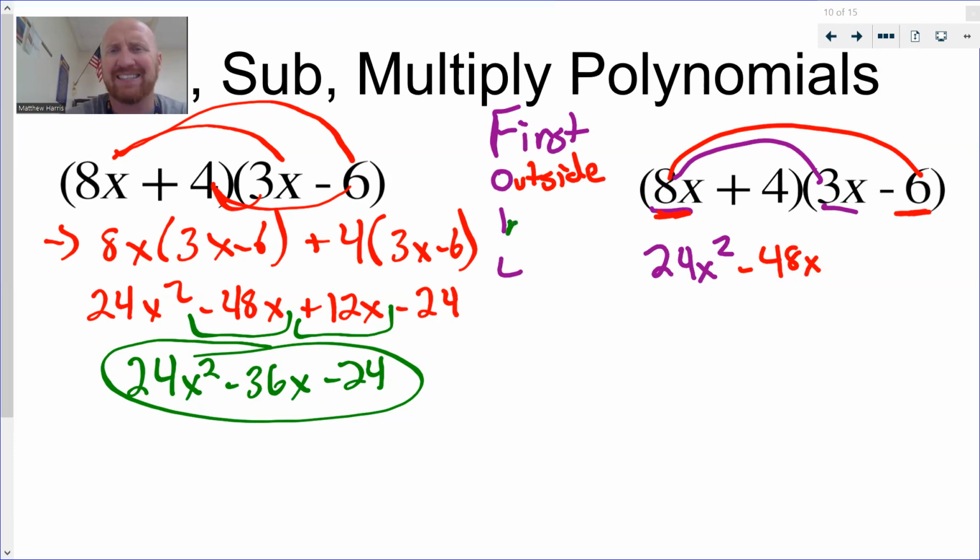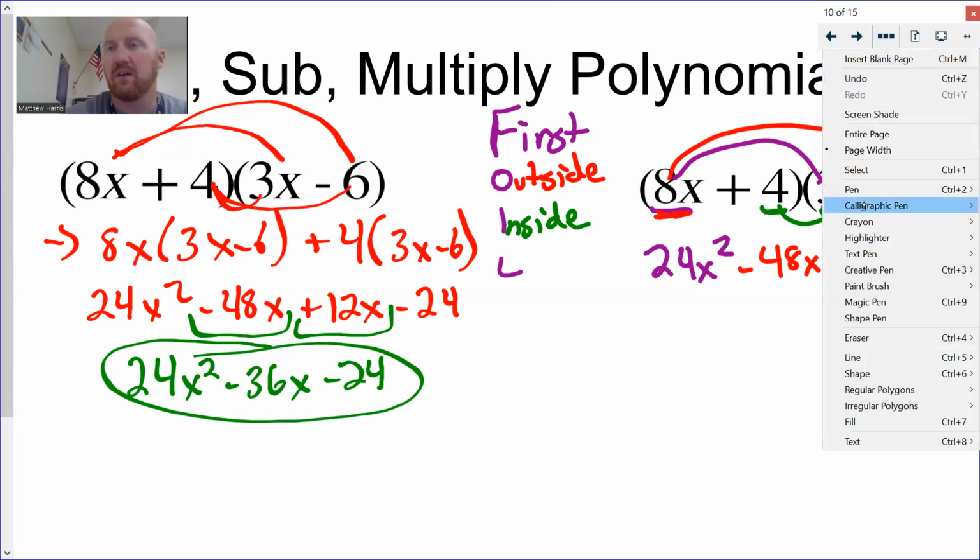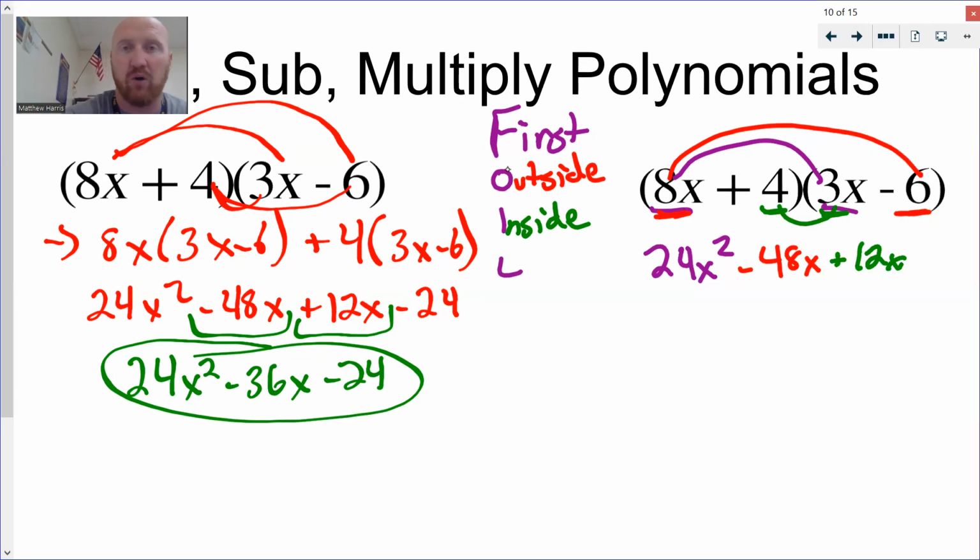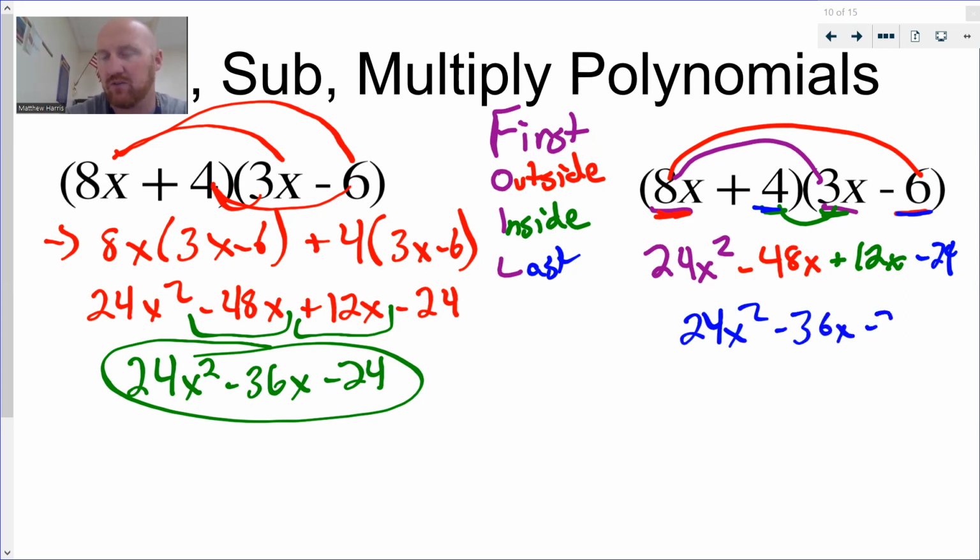Next, we're going to go to I. I is inside. So we're going to take the two inside terms, and we're going to multiply these two together. 4 times 3x. They're both positive, so it's positive 12x. And then the last one on FOIL, F-O-I-L, first, outside, inside, last, meaning we're going to take the last two terms in both binomials and multiply them together. 4 times 6 is 24, positive and negative makes it a -24. And now we just combine like terms. 24x squared minus 36x minus 24.